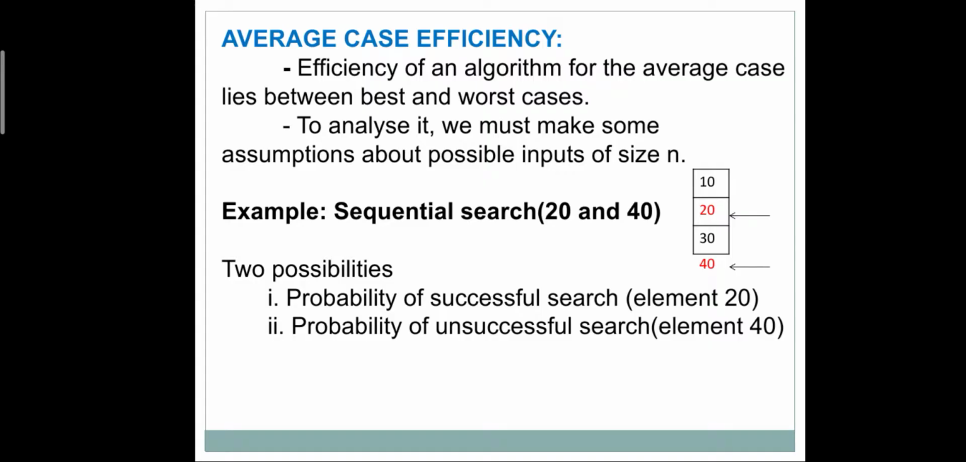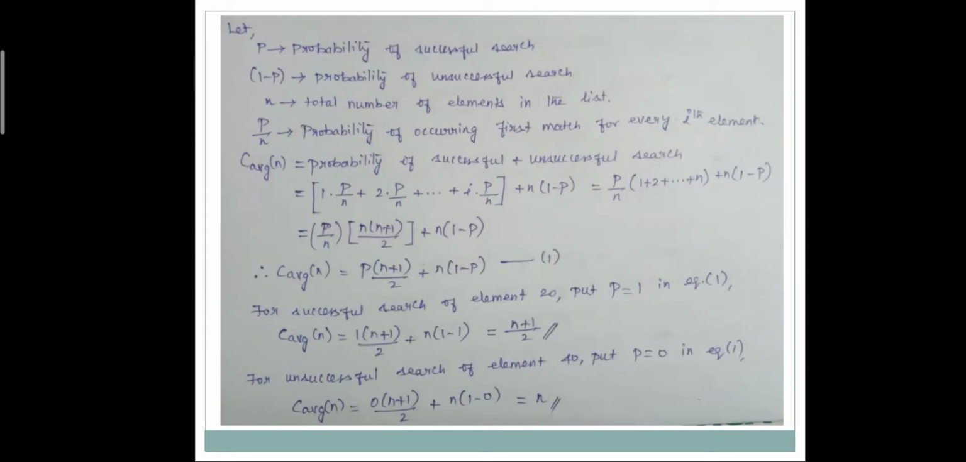Let me assume that P is the probability of a successful search and 1 minus P is the probability of unsuccessful search. It is given in this slide. Total number of elements in the list is denoted as n. Let P divided by n be the probability of occurring first match for every ith element. Therefore, the average case is calculated as the sum of successful search and unsuccessful search for n elements.